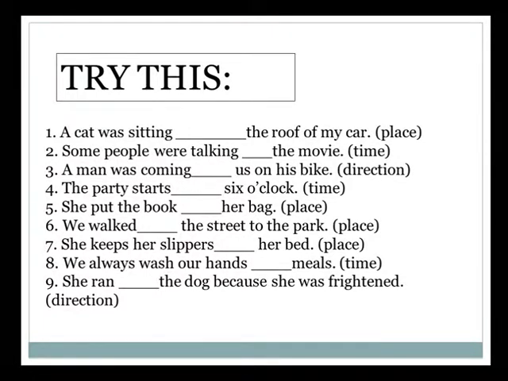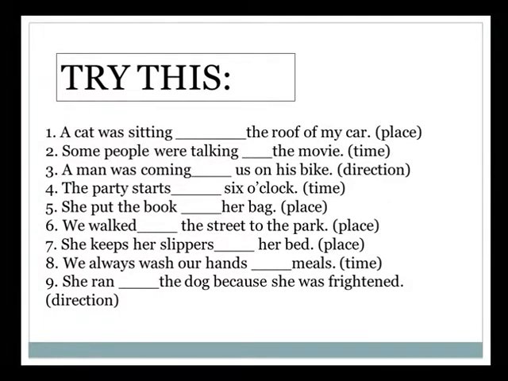Second question. Some people were talking dash the movie. Now we need to fill in a preposition of time here. Had it not been about time, you may think about anything. Probably something like some people were talking about the movie. But here the question says we need to fill in the blank with the preposition of time. So we can say some people were talking during the movie. A man was coming dash us on his bike. So we need to fill in the blank with the preposition of direction. So we can say a man was coming towards us on his bike.